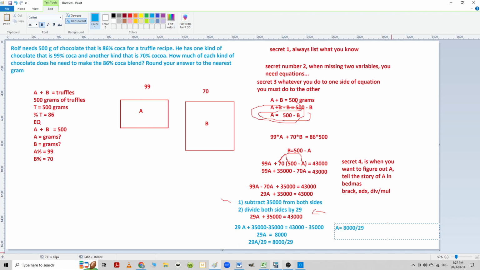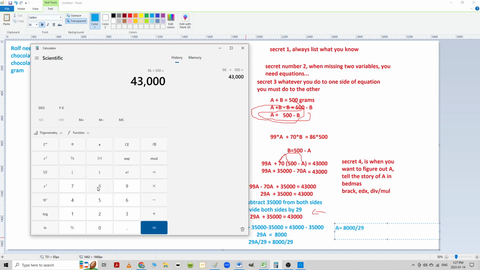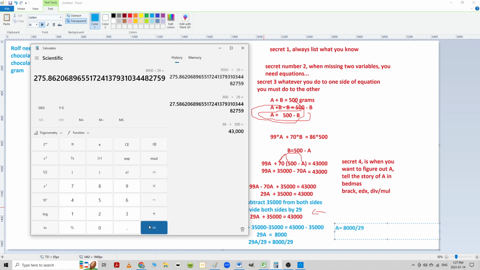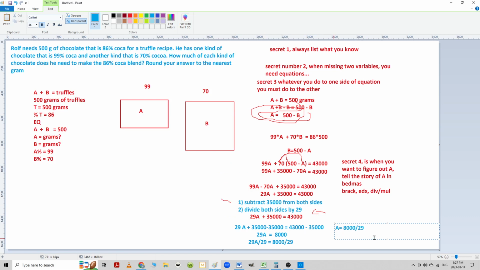You take out your trusty dusty calculator, you take 8,000 and you divide it by 29. And you get this, 27 point, oh, I did something wrong there. It's not 8,000. I probably did 800. 8,000 divided by 29. And you get 275.86. Now, your thing up above says round to the nearest gram, which means no decimals. Because there's an 8 there, we're going to round it up to this.